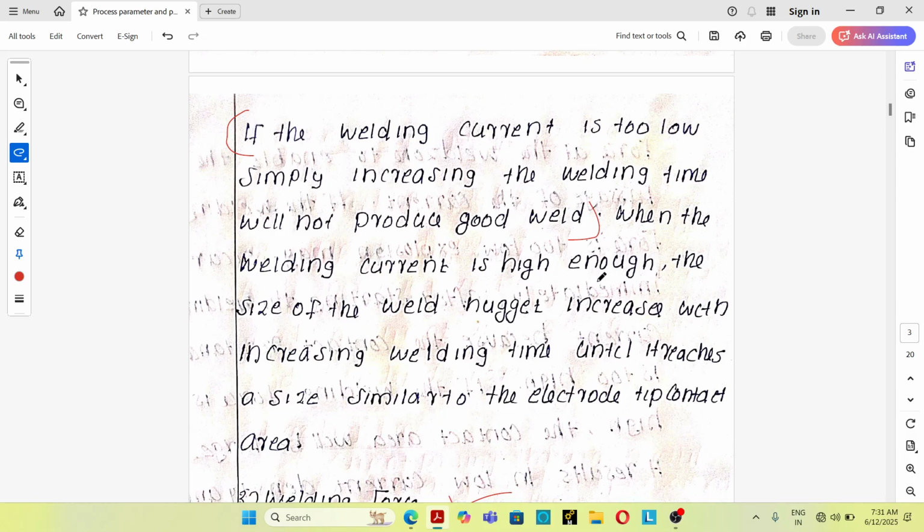When the welding current is too high, the size of the weld nugget increases with increasing welding time until it reaches a size similar to the electrode tip contact area. See, when the welding current is high, the size of the weld nugget will increase gradually with welding time until it reaches a similar size to the electrode tip contact area. So this is the effect of the process parameter welding time in resistance welding process.